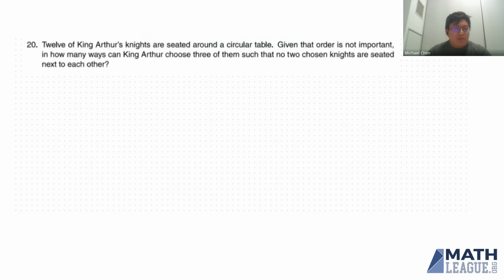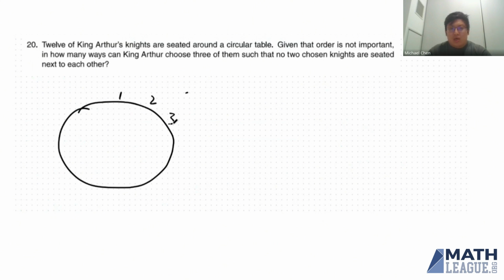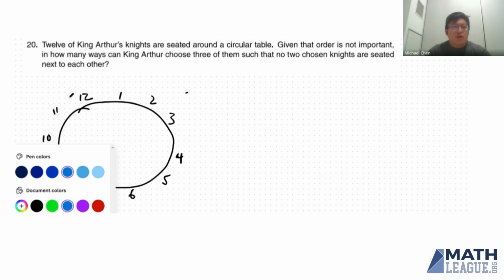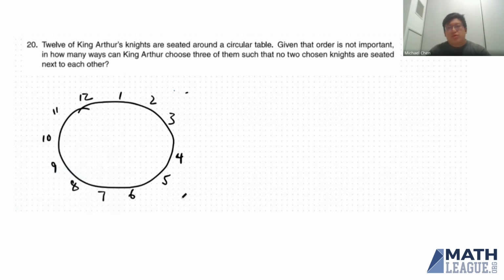So let's start by drawing a diagram just so it's easier to visualize what's happening. I'm always a big supporter of drawing diagrams because visualizing everything in your head is hard and makes your head hurt, and that's not fun. So we have 12 knights, right? And King Arthur needs to choose 3 of them to, I guess, send on a mission.